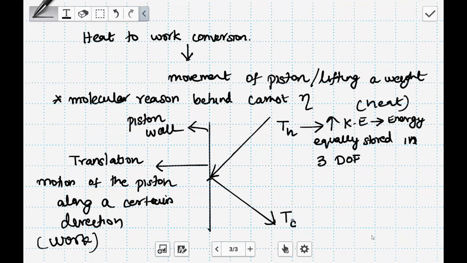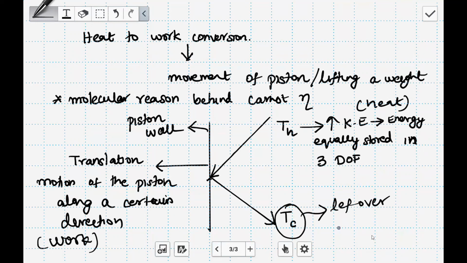So this is the reason. What is the reason for Carnot efficiency? It is never possible to convert energy stored in 3 kinetic energy degrees of freedom, vibration degrees and so on, into one-dimensional motion for the piston. This is never possible. So when the molecule comes back, there is always some leftover energy.